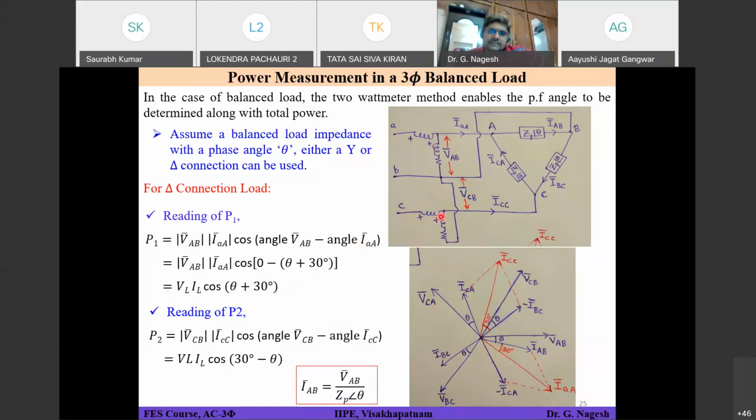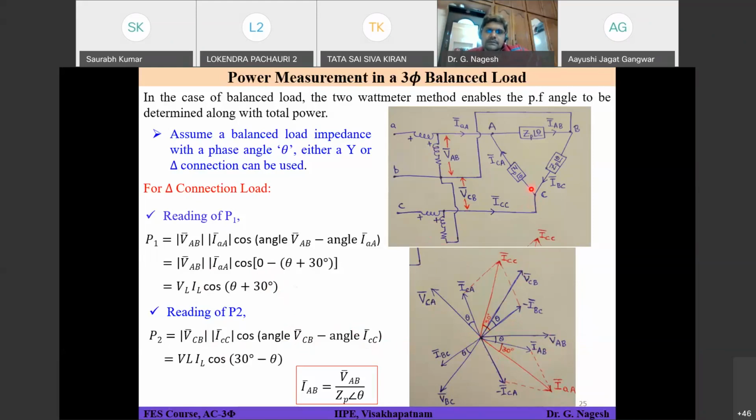It is connected in phase C, so you should have ICC, and it is connected between C and B because the plus terminal is at C. So it is VCB into ICC into cos of the angle difference between those two. What will be the phase angle difference between VCB and ICC? The same thing you have to apply here. Where is VCB? Here, right? And where will ICC fall?